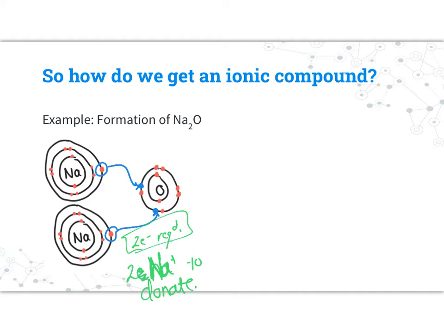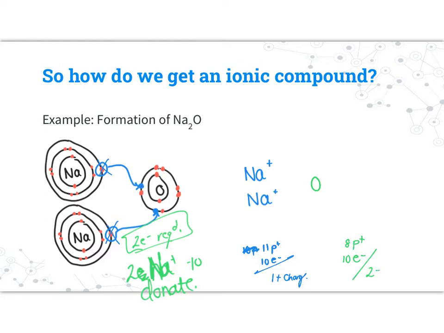Once sodium has donated an electron, it becomes a positive ion. So we get 2 of those. Remember, again, this is because sodium has 11 protons and now 10 electrons if it's given away this electron here, and that gives it a 1+ charge. Now, oxygen has gained 2 electrons. It had 8 protons. It's now got 10 electrons. It gained 2, so it has a 2 negative charge.